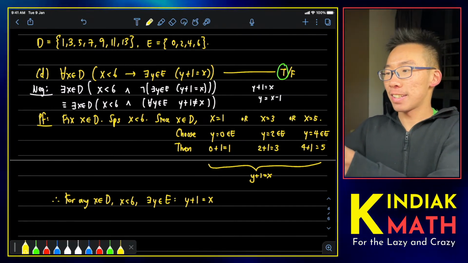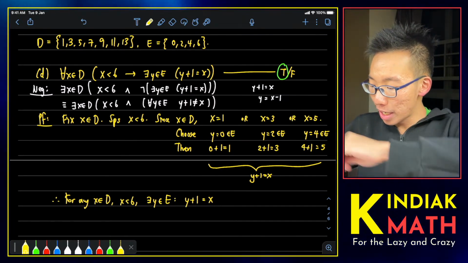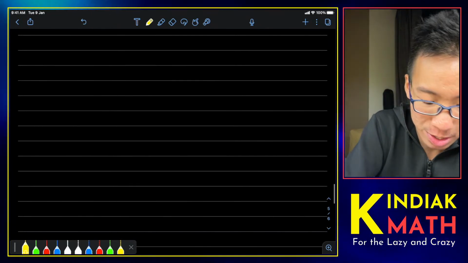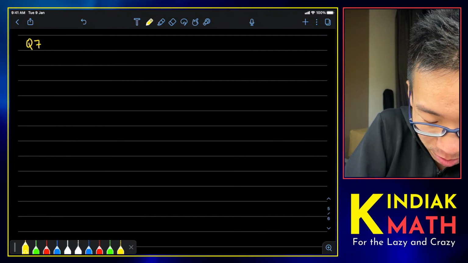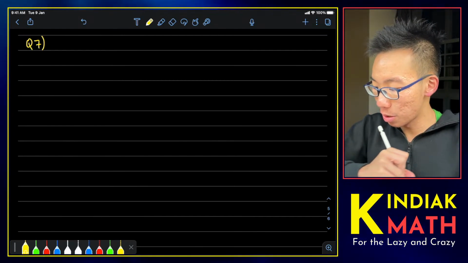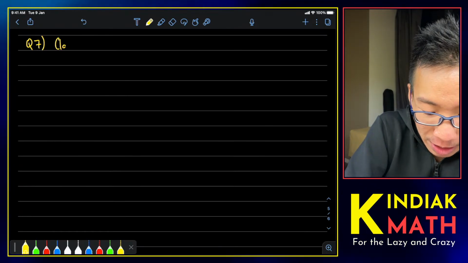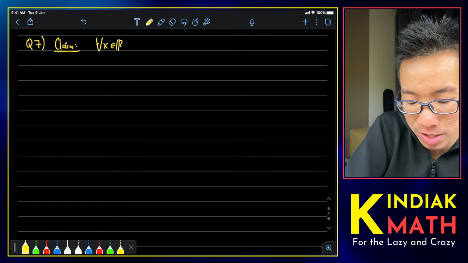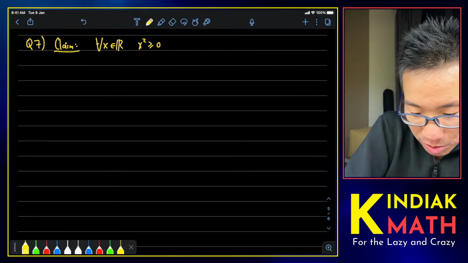Alright. Let's go ahead and try to do some more proving. We're going to do this one over here. I'm going to call this question 7. We claim that for any x in the real numbers, x squared is bigger than or equal to 0.